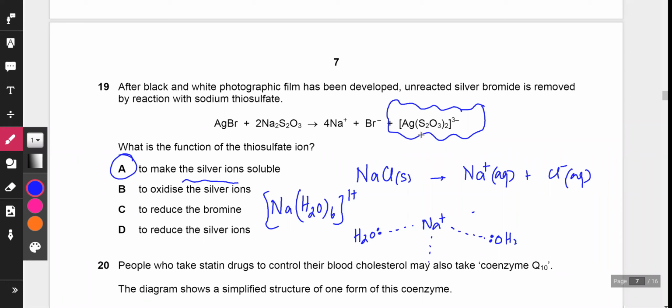So the answer to this particular question was that you see square brackets, that's a complex, and that indicates that thiosulfate ions are making it soluble. The silver ions over here are combining with the thiosulfate ions, and they're getting dissolved because of the thiosulfate ions.